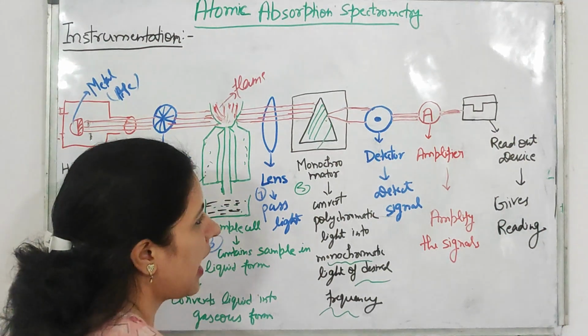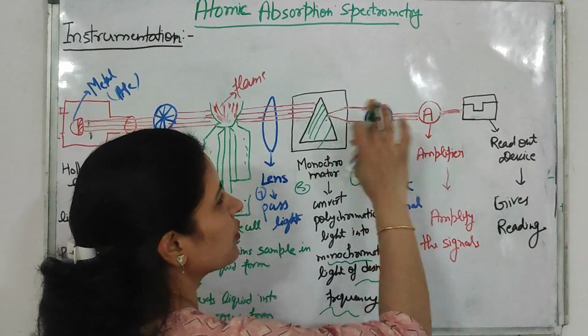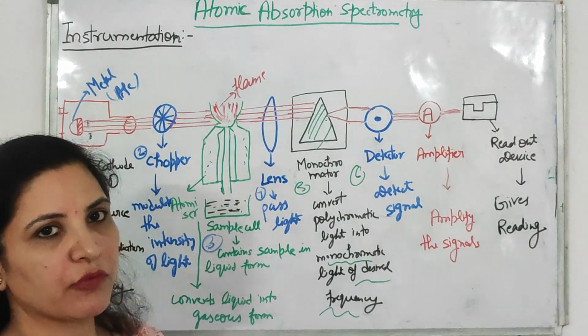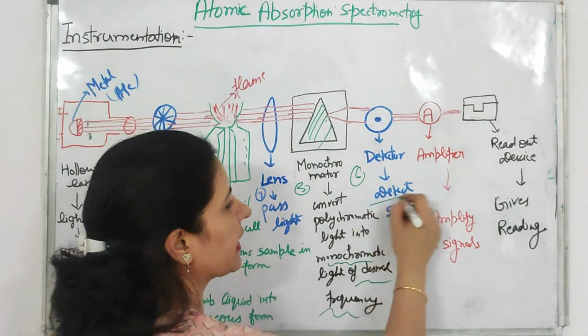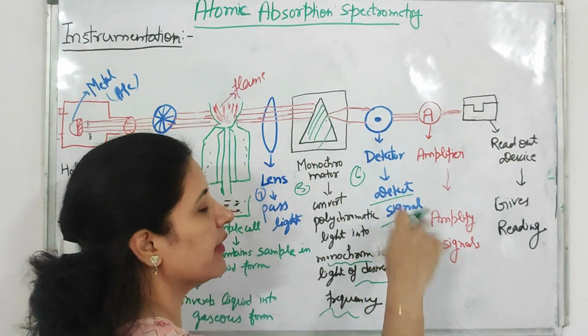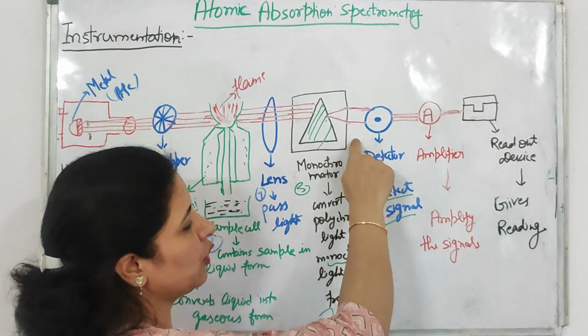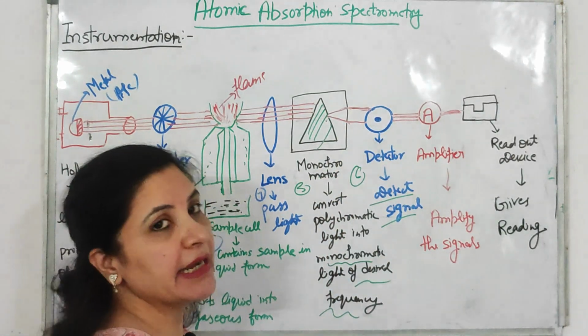All right. After that, the sixth one is your detector. From here the light will pass into the detector. So what will the detector do? The detector will detect your signal. The signals coming from the monochromator, this detector will detect, and the signal comes in the form of heat energy.